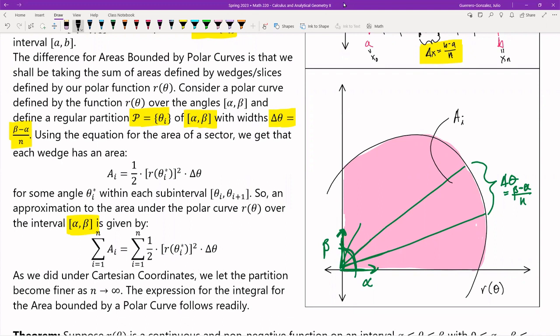We're going to be slicing this into wedges, pizza slices, basically. The area for this pizza slice right here is going to be equal to whatever this r of theta is given, and the angle for it is going to be my delta theta. So each one of these areas is going to be 1/2 r of some theta i star squared times delta theta. If we use the area of a pizza slice, this is the area that we get.